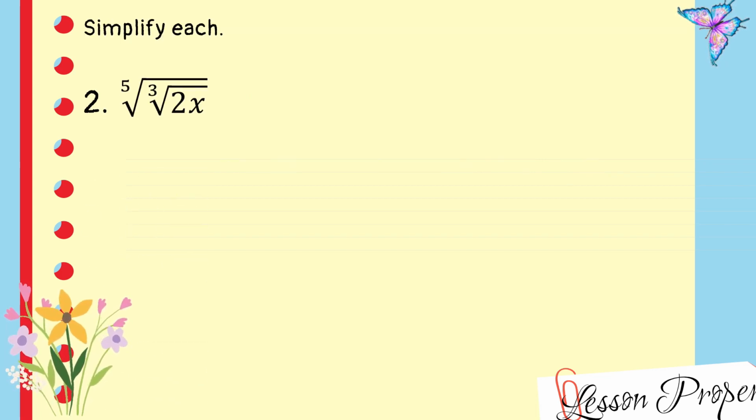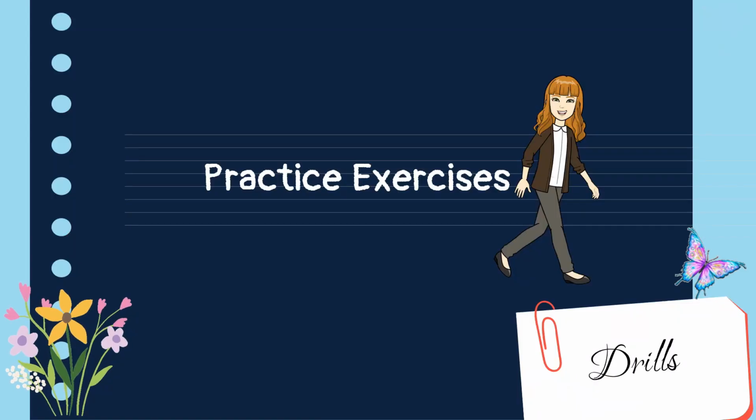Next, the 5th root of the cube root of 2x. So what is your answer? Alright, the answer would be 5 times 3. Then we have 2x. So 5 times 3 is 15. So we have the 15th root of 2x. Is this easy? Yeah, I hope it is easy.